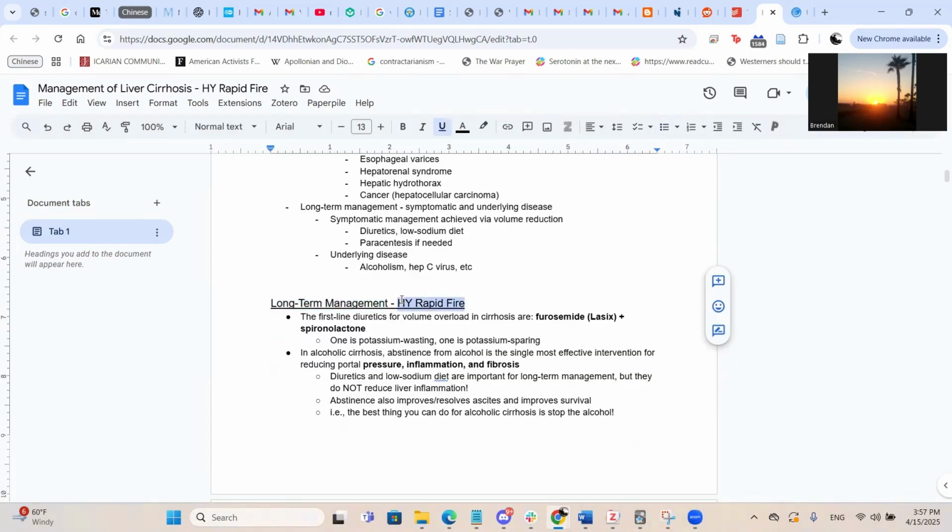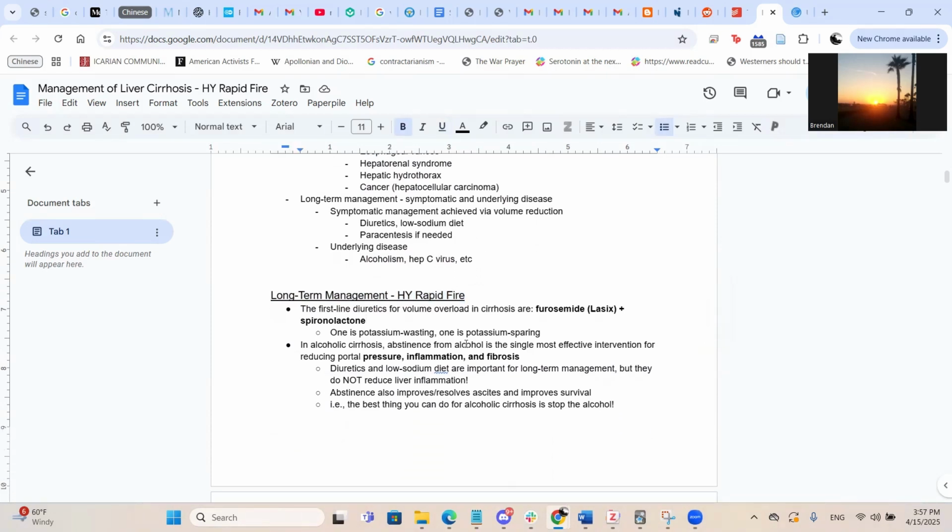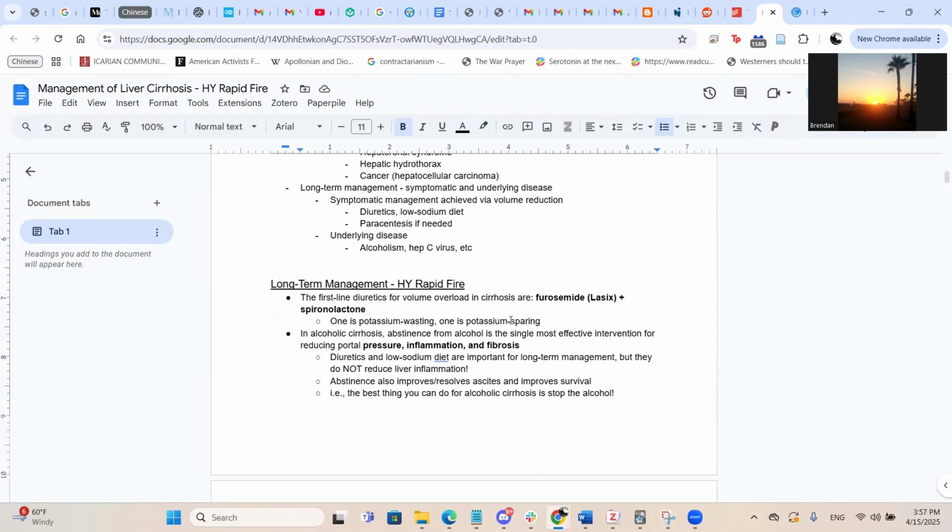Again, this is high yield rapid fire, so sorry if it seems eclectic or disorganized, but okay, first things first. The first line diuretics for volume overload in cirrhosis are furosemide, otherwise known as Lasix, plus spironolactone. These are very rarely, if ever, used as monotherapy for cirrhosis. You're almost always going to see them used in conjunction with one another. Part of the reason is that one of these is potassium wasting and the other is potassium sparing. That matters because a lot of your cirrhotic patients might actually be dealing with hypokalemia already, so you don't want to throw off their electrolytes even further.